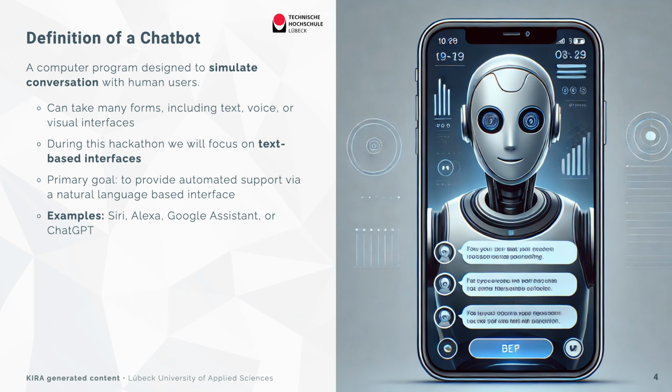So chatbots are basically computer programs designed to simulate conversation with human users. They can take many forms, including text, voice, or visual interfaces, but we're going to focus on text-based interfaces. The primary goal of a chatbot is to provide automated support via a natural language-based interface, making it seem like you're having a conversation with a human. We've all experienced examples of chatbots in action, such as Siri, Alexa, Google Assistant, or ChatGPT. These technologies have changed the way we interact with devices and access information.